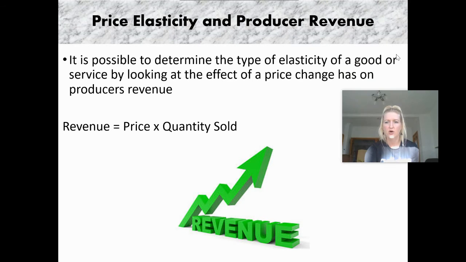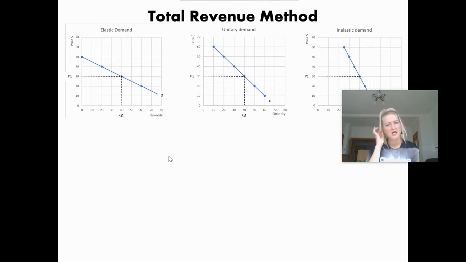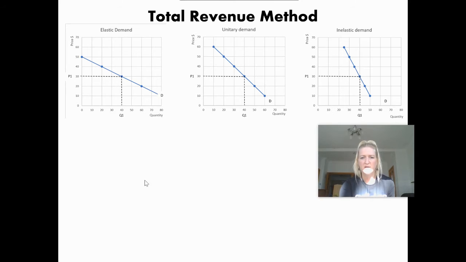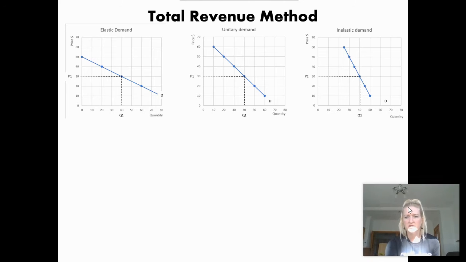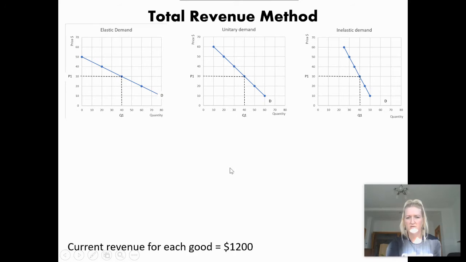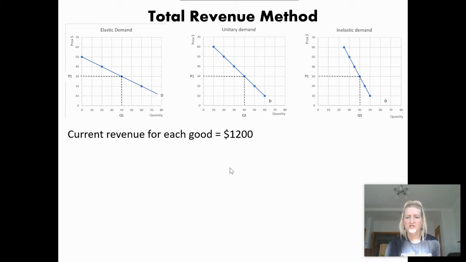Depending on how revenue changes when the price changes will tell us about the elasticity of demand for the product. Remember, revenue is price times quantity sold. So we're going to look at an example. We've got 3 different products, elastic, unitary, and inelastic demand, and they all currently have the same price and quantity. So the revenue for each of the 3 goods is the same. It's 30 times 40, the price of 30 and selling 40. So the current revenue is 1,200.